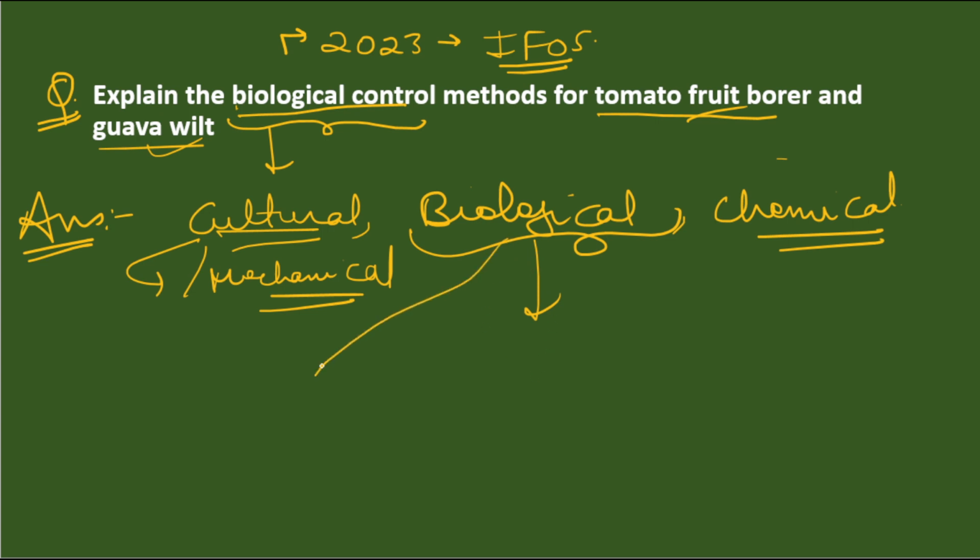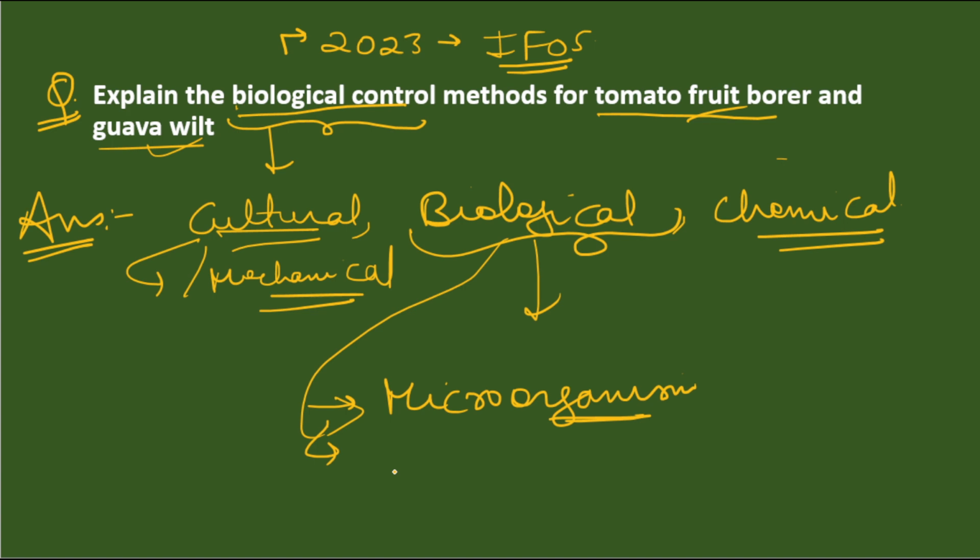So generally in biological control you will see there are 2-3 things. First one, we have got some biological agents, some microorganisms, by the use of which we can control it.